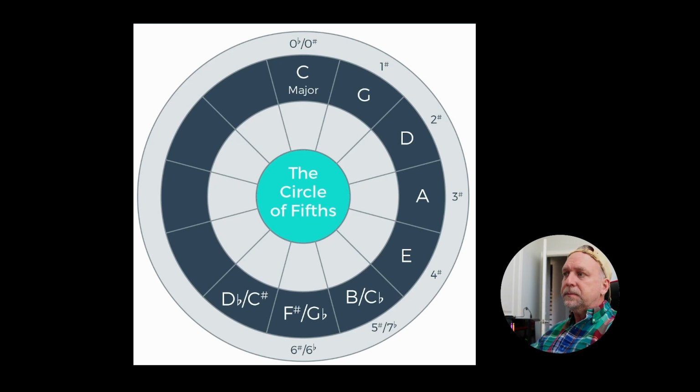That I promise. So if we keep going around, and if you keep seeing how this is laying out, we have 3 sharps, 4 sharps, 5 sharps, 6 sharps. So when we go to the D flat / C sharp, now we have 7 sharps, 5 flats, because now we're working through our flats.